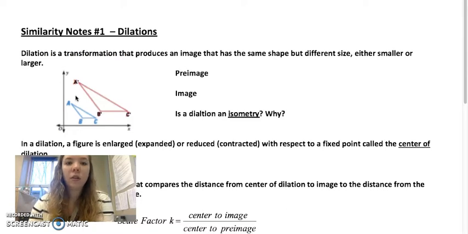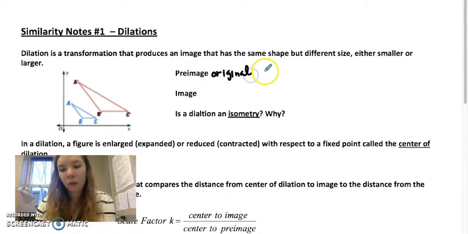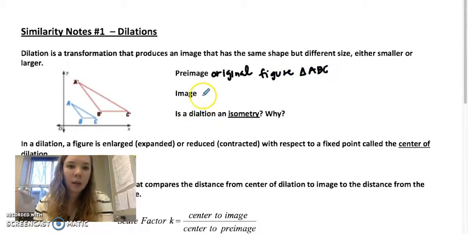So a dilation is a transformation that produces an image that has the same shape but different size, either smaller or larger. So the pre-image, as review, is the original figure, or in this case, triangle ABC. The image is the new figure, which would be triangle A prime, B prime, C prime.